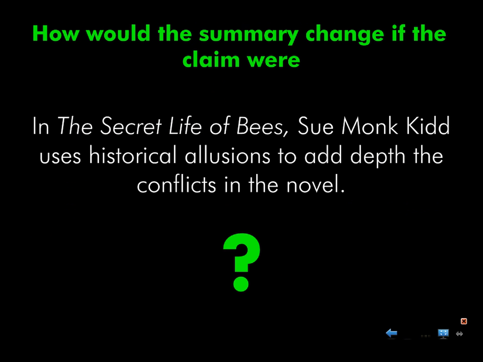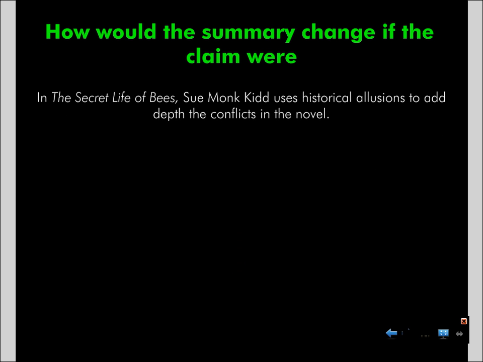New claim. In The Secret Life of Bees, Sue Monk Kidd uses historical allusions to add depth to the characters in the novel. What will go into my intro? What details? Yes. The setting. Notice that when I'm talking about motherhood, I didn't mention the 60s, I didn't mention the South. Why not? Because motherhood is eternal. It doesn't matter about time and place.